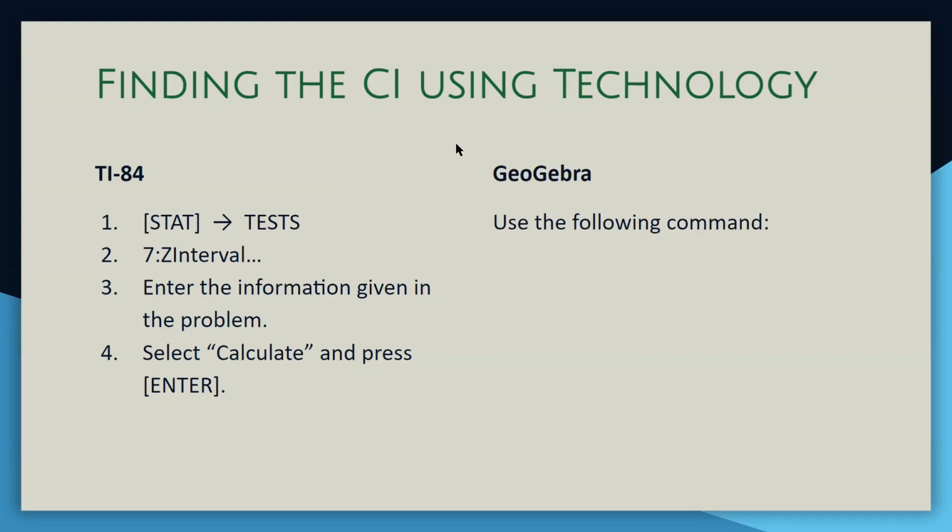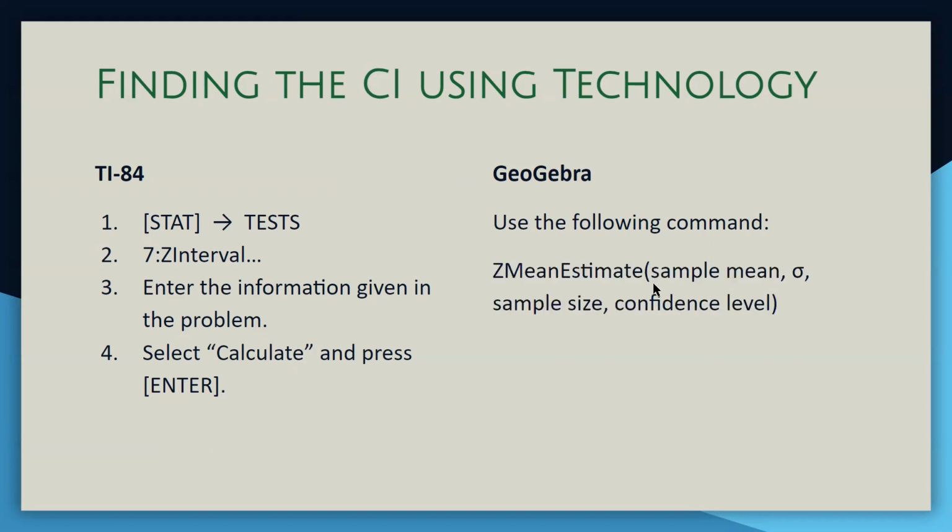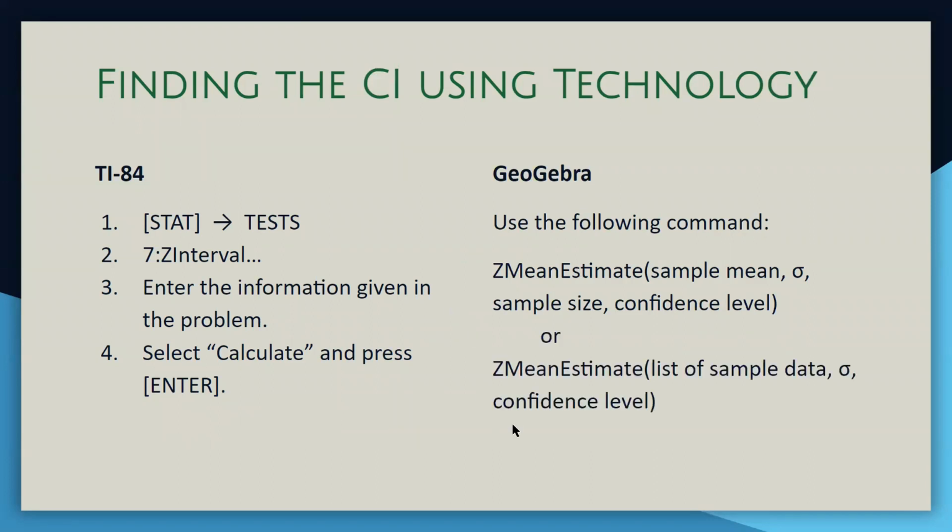There are 2 different commands depending on whether you have a raw list of data or you have that sample mean already calculated. If they gave you the sample mean, you're going to use Z mean estimate and then sample mean, population standard deviation, sample size, and confidence level. If you're given a raw list of data, you're going to use Z mean estimate, list of sample data, and then the rest of that information. So population standard deviation and confidence level.